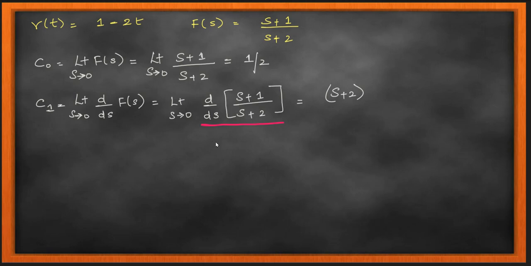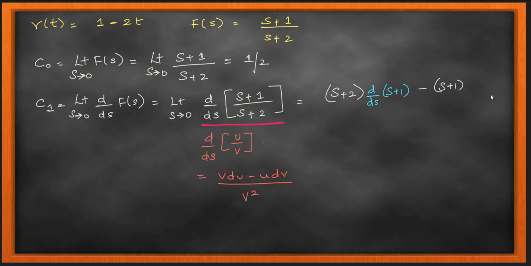applies to it. Good. So let us do s plus 2 into d by ds of s plus 1. Let me write that here. Minus s plus 1 into d by ds of s plus 2. When you take u and v, you have to be very careful, because u is the numerator and v is the denominator. So you cannot change the order of the numerator and the denominator, because the values will be entirely different if you do so.